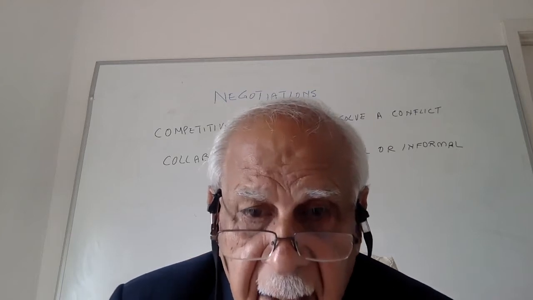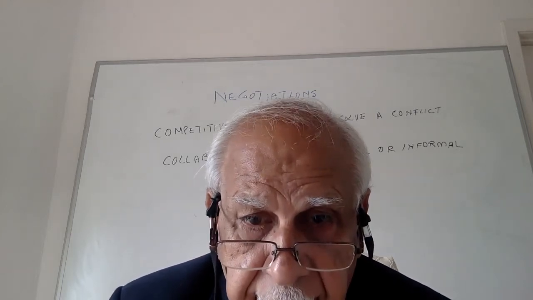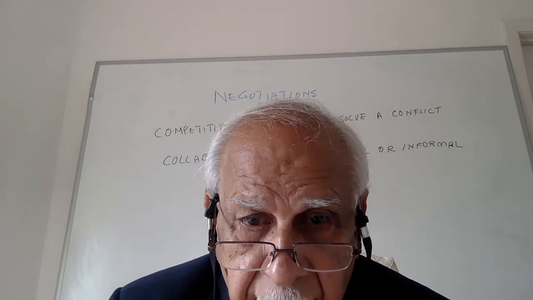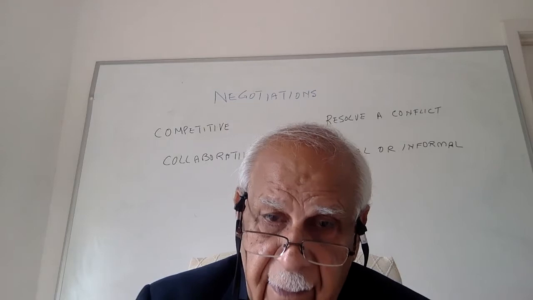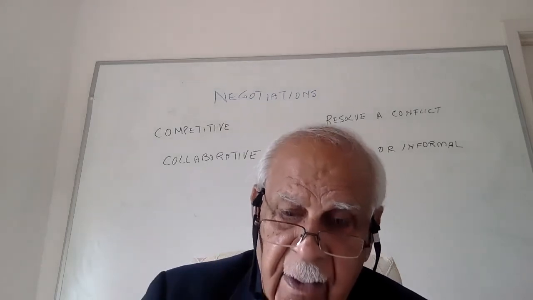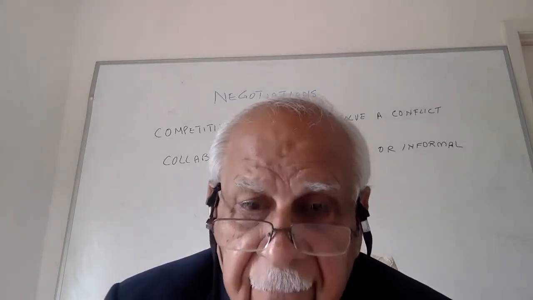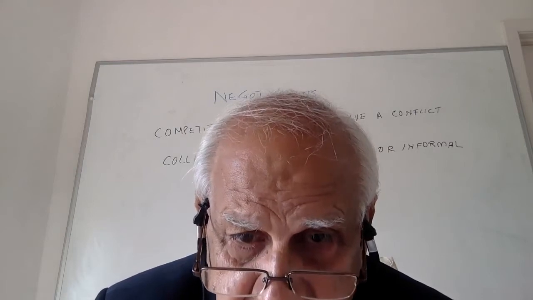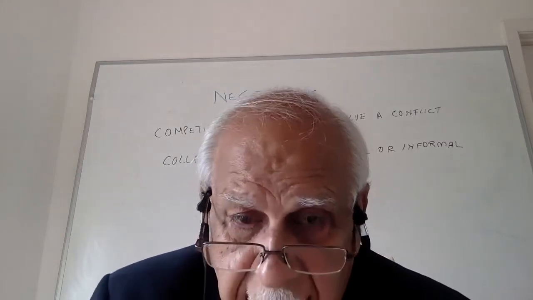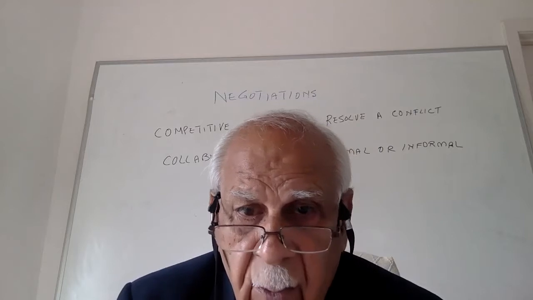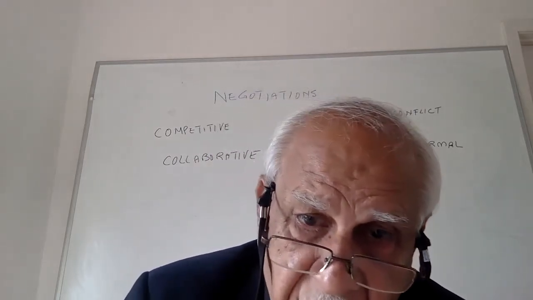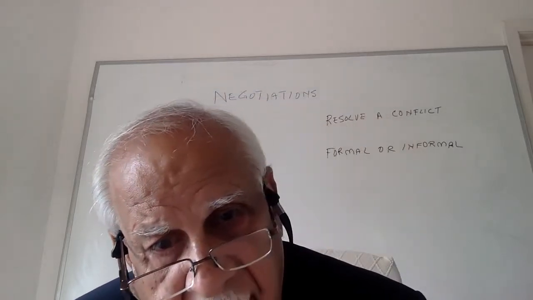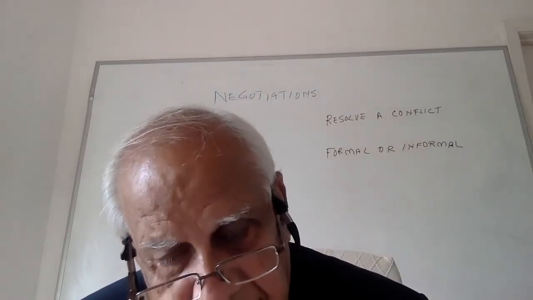Personal style. Type A, informal style of interaction. Type B, formal style of interaction. You can place yourself whichever way you want to. I'll tell you clearly where I sit. Does not make me right, or it does not make me wrong, and vice versa for you, the same.